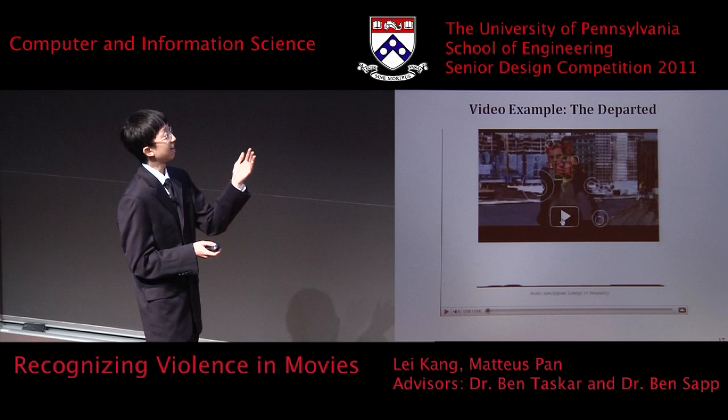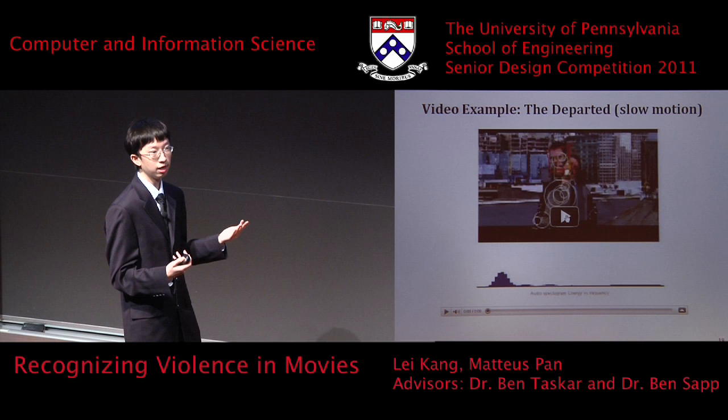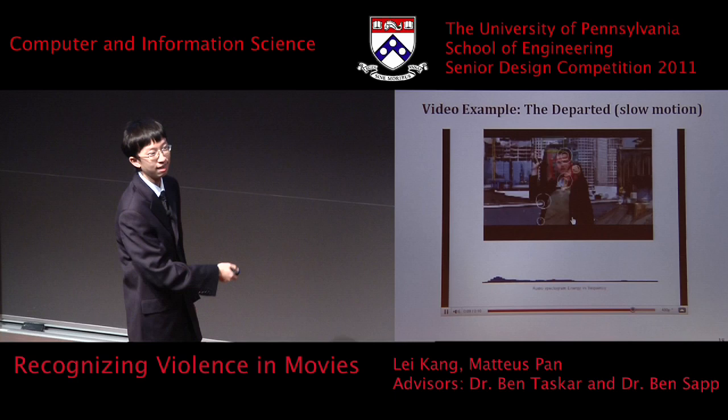In this clip, there is virtually no motion at all. And also, there is sustained shouting, but no loud sounds as there were before. With a slowed-down version of the clip, though, you can see that our system does correctly identify a violent face, and for most of the clip, the gun that is involved in the shot as well.